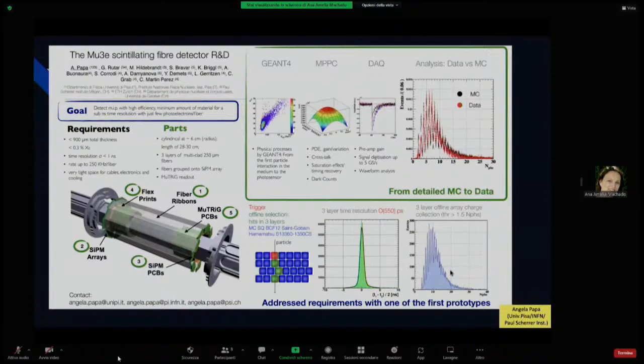The poster showing this slide is a work of R&D for the scintillating fiber detector of the Mu3e experiment. Very high detection efficiency, higher than 99%, and a time resolution of less than 500 picoseconds for a minimum ionizing muon were measured. They got a good agreement with Monte Carlo simulations.